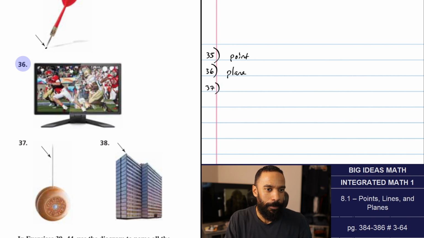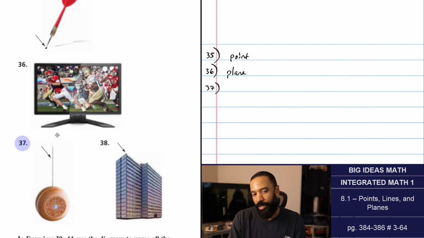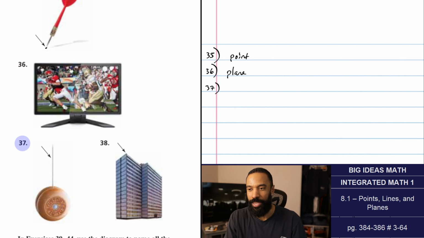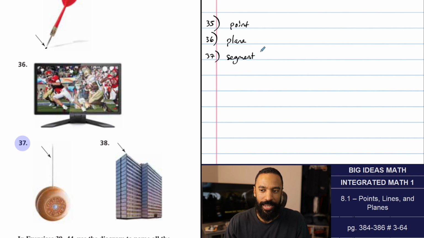Number 37, it's that yo-yo string. Now, a yo-yo string, you have to be careful. Don't say line automatically. Lines extend infinitely. A string has finite length. So that's a word we haven't been saying too much here, but it is segment. That's a line segment in my head. That's what I'm thinking of when they're pointing at that.